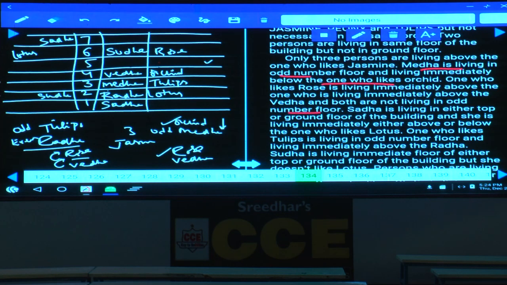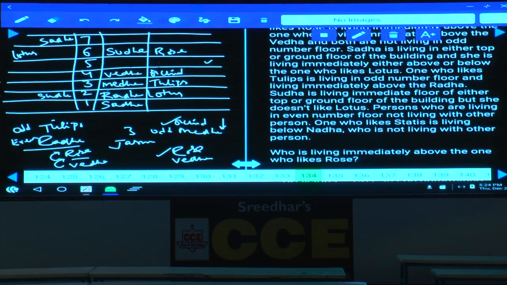Now, Medha is living on an odd number floor and living immediately below the one who likes orchid. One who likes rose is living immediately above the one who is living immediately above the one Veda, and both are not living on an odd number floor. We have taken Sada is living either on the top or ground floor, and she is living immediately either above or immediately below the one who likes lotus. Then one who likes tulips is living on an odd number floor and living immediately above this Radha. We have taken that information.